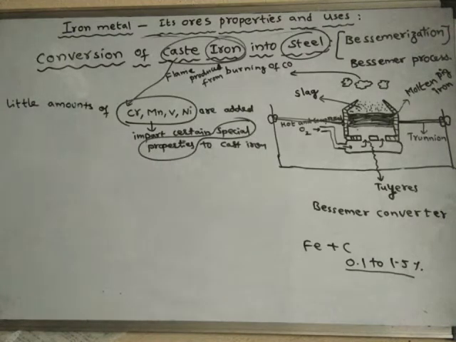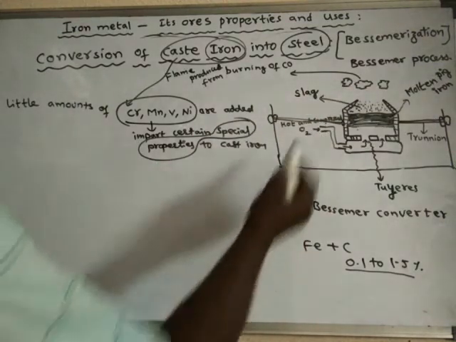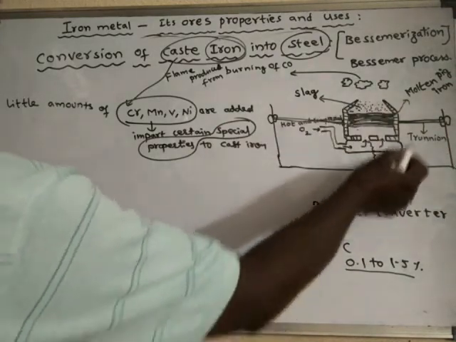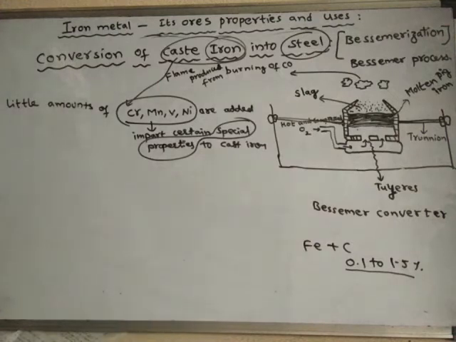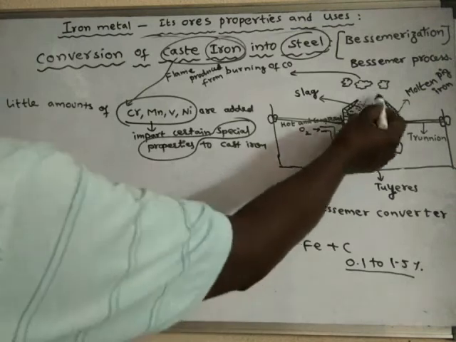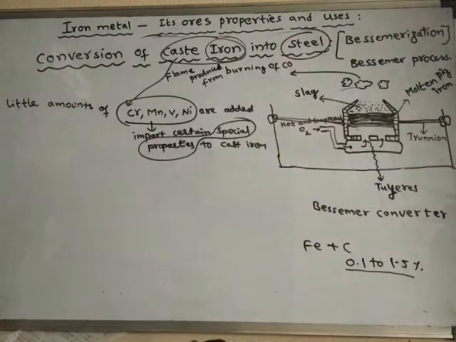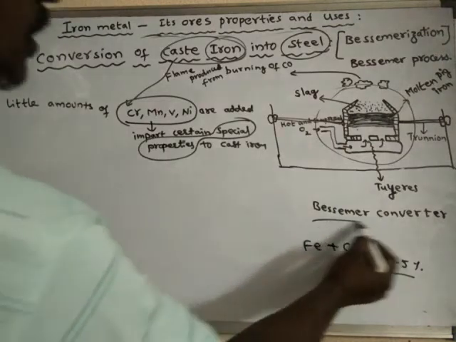Now let us discuss the process of Bessemerization, or the Bessemer process. In the Bessemer process, we use a structure known as the Bessemer converter. Actually, it is a furnace because a large amount of heat is produced inside this container. It is called the Bessemer converter.